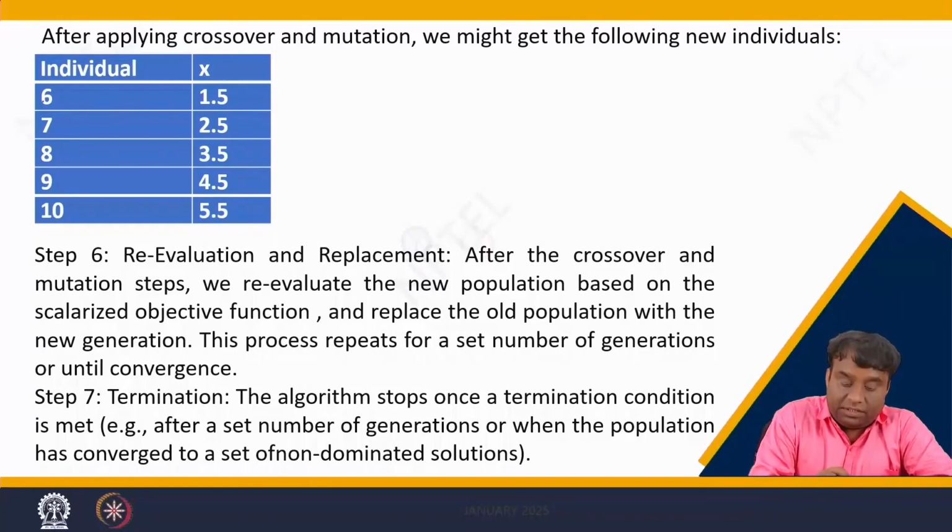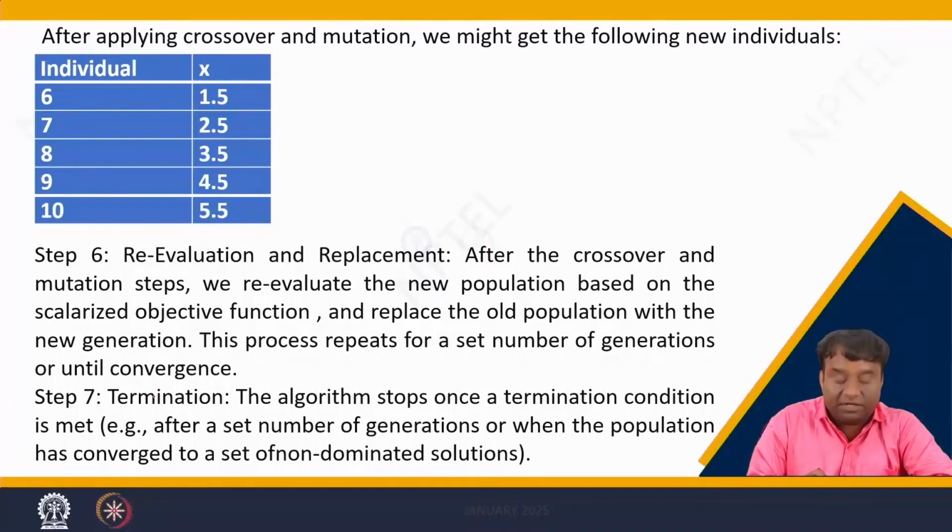So at individual 6, x equals 1.5; 7, 2.5; 8, 3.5; 9, 4.5; and at 10 it is 5.5. Next, we need re-evaluation and replacement. After the crossover and mutation steps, we re-evaluate the new population based on the scalarized objective functions and replace the old population with the new generation. This process repeats for a set number of generations or until convergence.